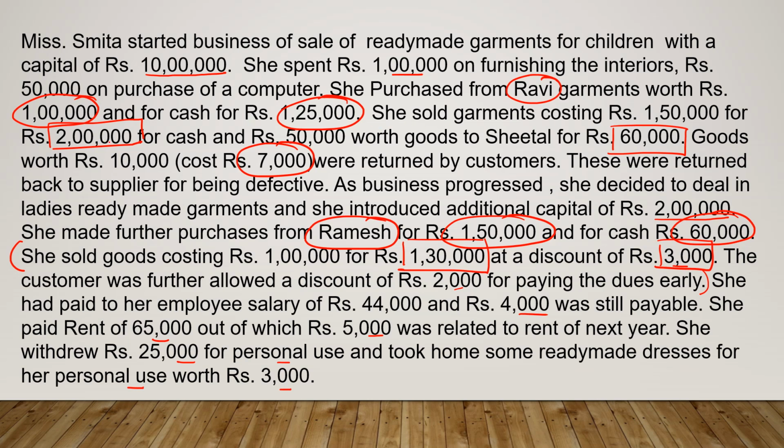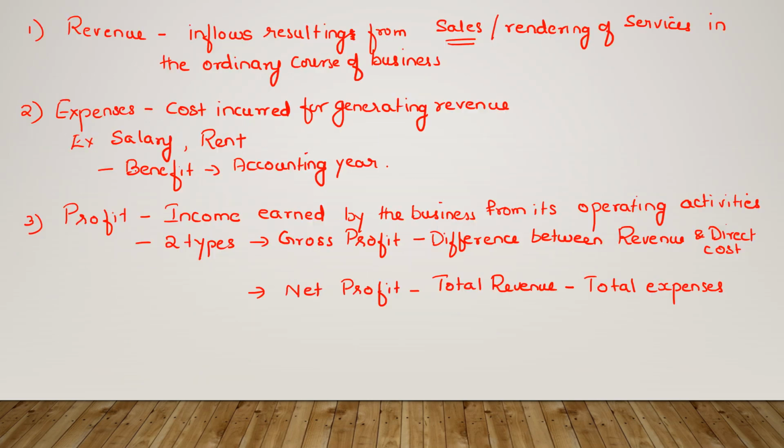Cash sale of 2,00,000, credit sale of 60,000, again cash sale of 1,30,000 but less trade discount, so 1,27,000. And then you should also remember there was a sales return. Goods worth rupees 10,000 were returned by customers. So this is a sales return.